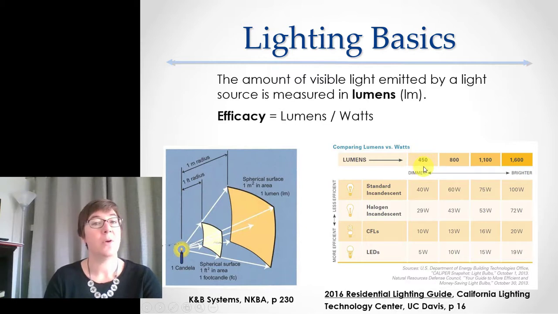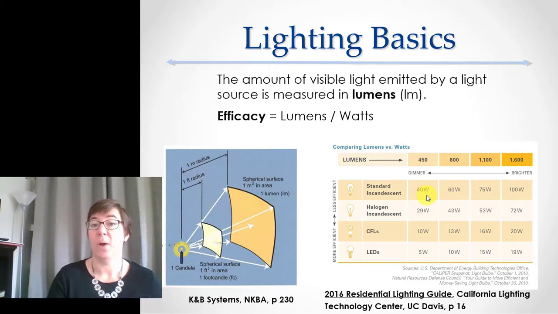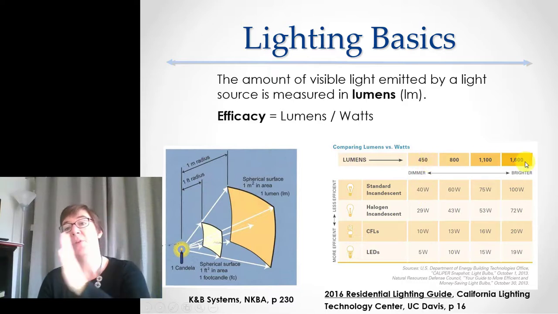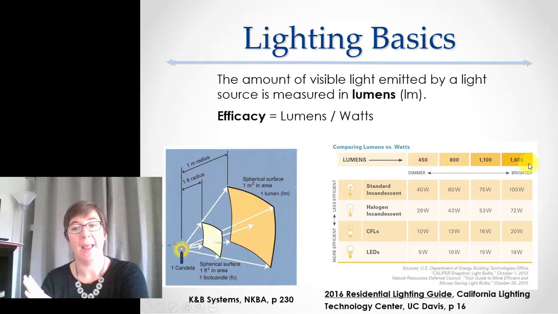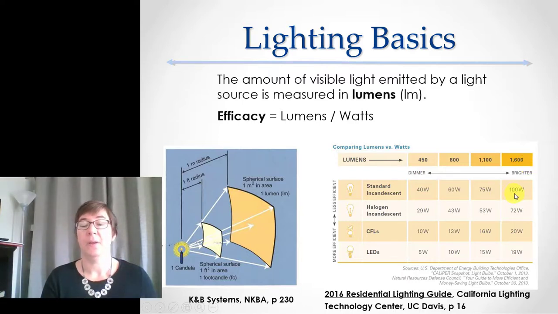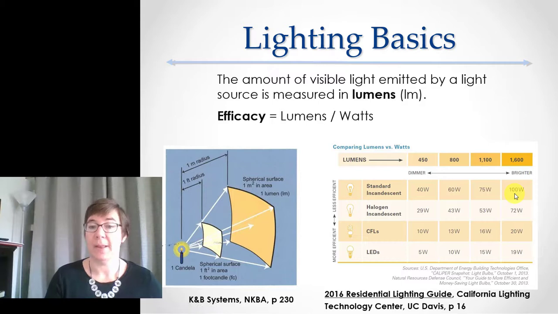In order to produce 450 lumens, the standard incandescent would use 40 watts of electricity. It's a 40 watt. To move up to 1600, so a much brighter light, the standard incandescent would use 100 watts of electricity. Let's compare this down here to the LED. The LED, to produce the same number of lumens, instead of 40 watts of electricity, will use 5 watts of electricity.